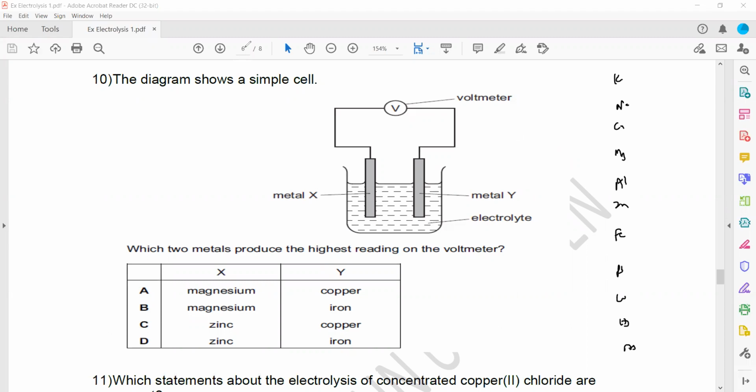So if you use magnesium and copper, magnesium and iron, zinc and copper, and zinc and iron, the greater difference is magnesium and copper. That's why A will be the right answer.